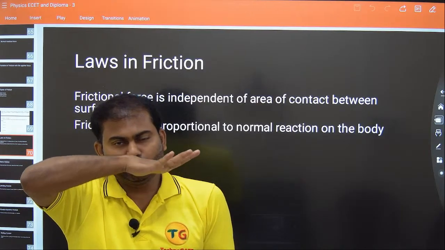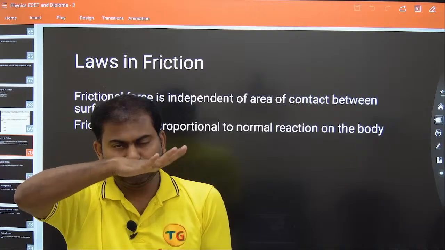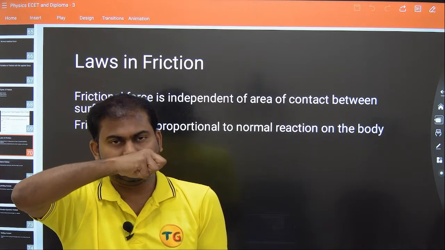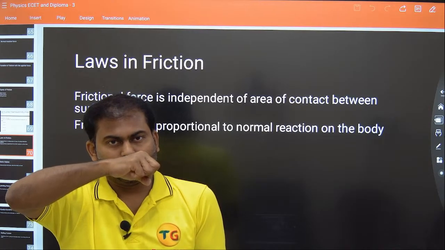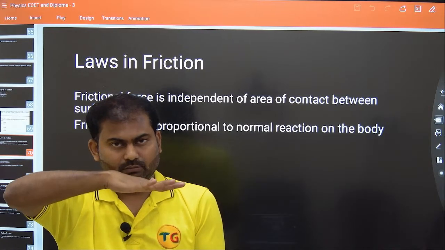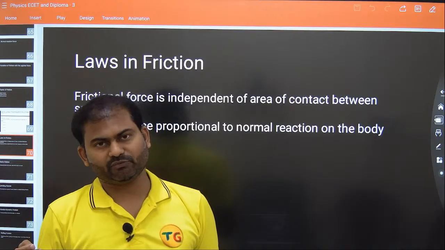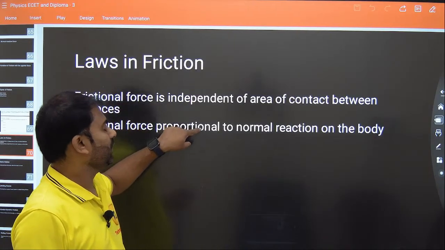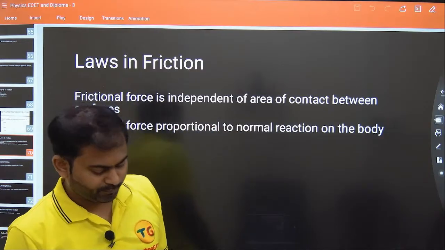For example, when you have something between two hands, you are having friction, so you need to make sure the normal contact force is very high. Then only will you be able to get a good amount of friction. Now I'll give you a good example regarding this normal contact force, a normal reaction force is an important term.